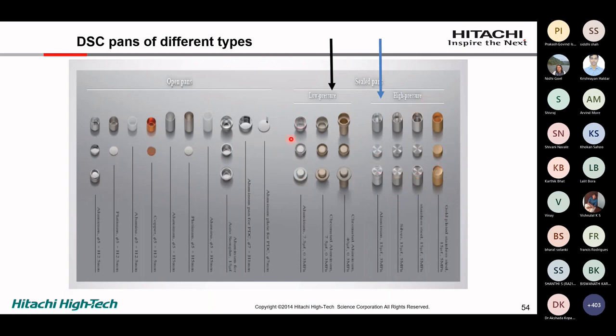In the middle, you can see over here the low pressure crucible, wherein you are suppressing the evaporation of the solvent or maybe the moisture. And these are the normal crucibles of different materials like aluminum, ceramic, copper, platinum, and so on. So knowledge of selection of crucible is very, very critical.